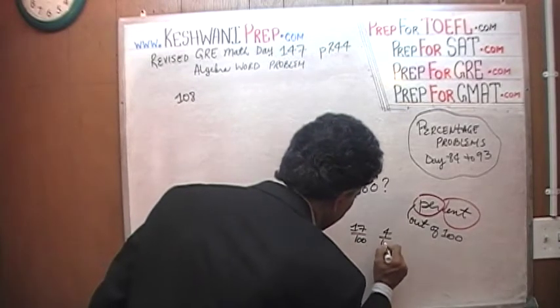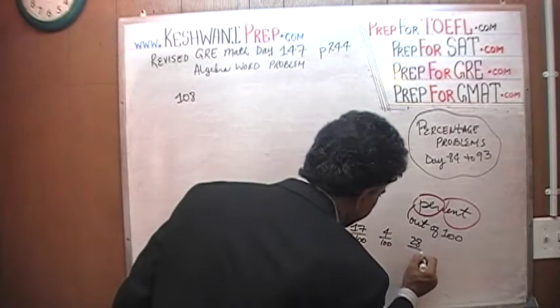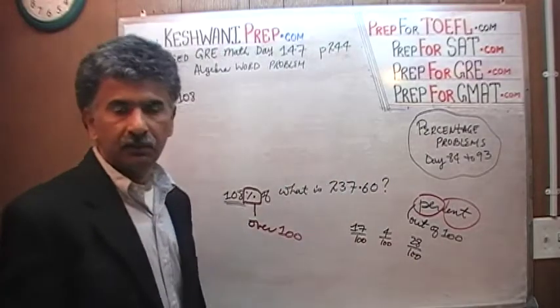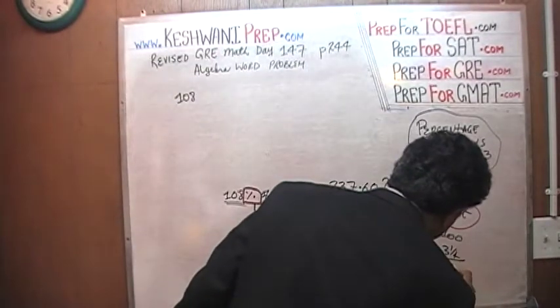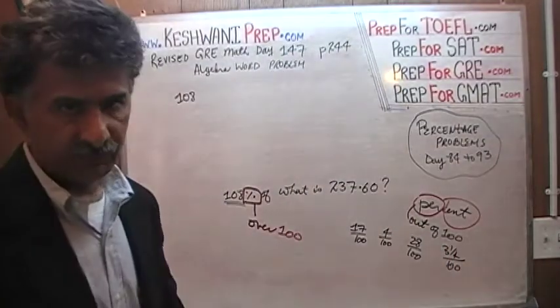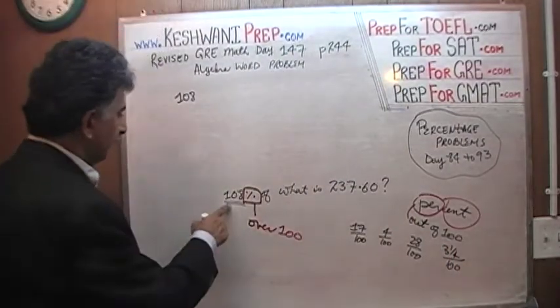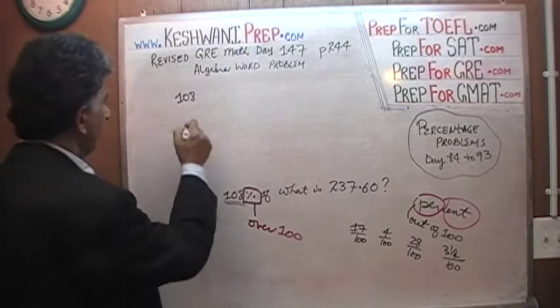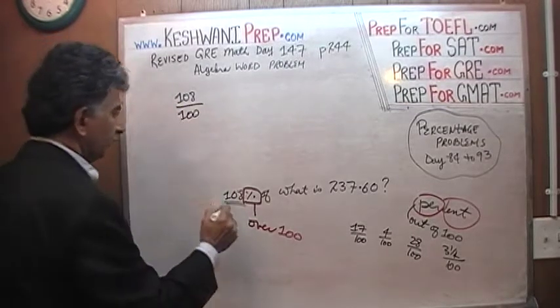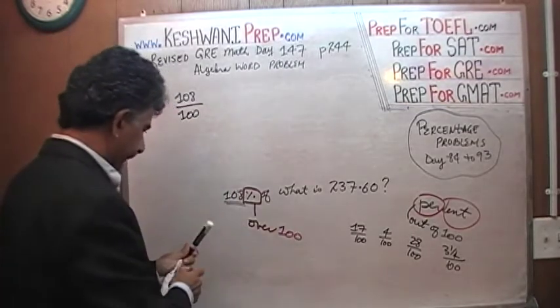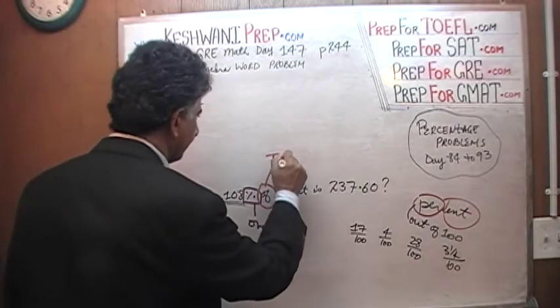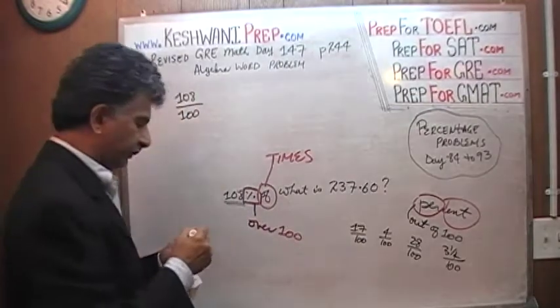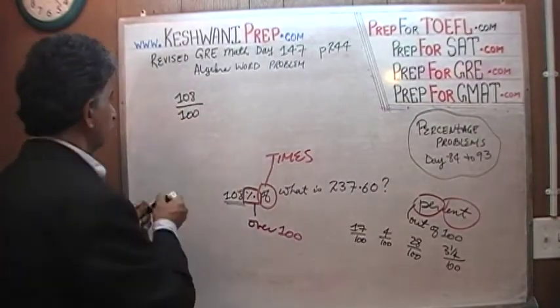4% would be 4 out of 100. 28% is 28 out of 100. 3.25% means 3.25 out of 100. That's what percent means. Percent means out of 100. So 108% means 108 out of 100. Of means times, or multiply. So multiply.